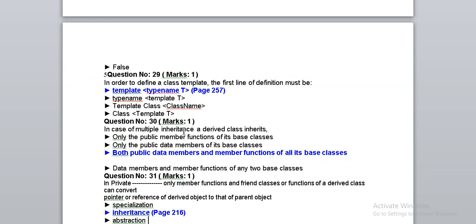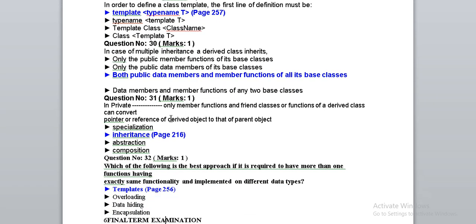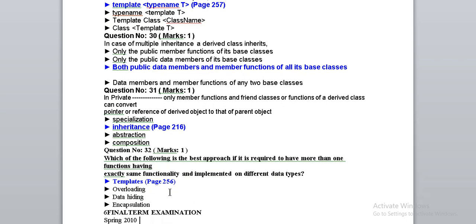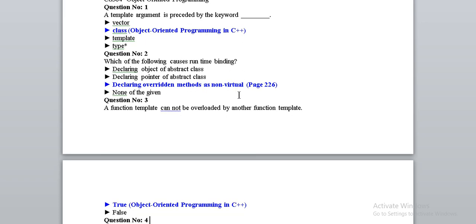In case of multiple inheritance, a derived class inherits both public data members and member functions of all its base classes. This one is repeated. Next is: a template argument is preceded by the keyword class. Which of the following causes runtime binding? Declaring an overridden method as non-virtual.